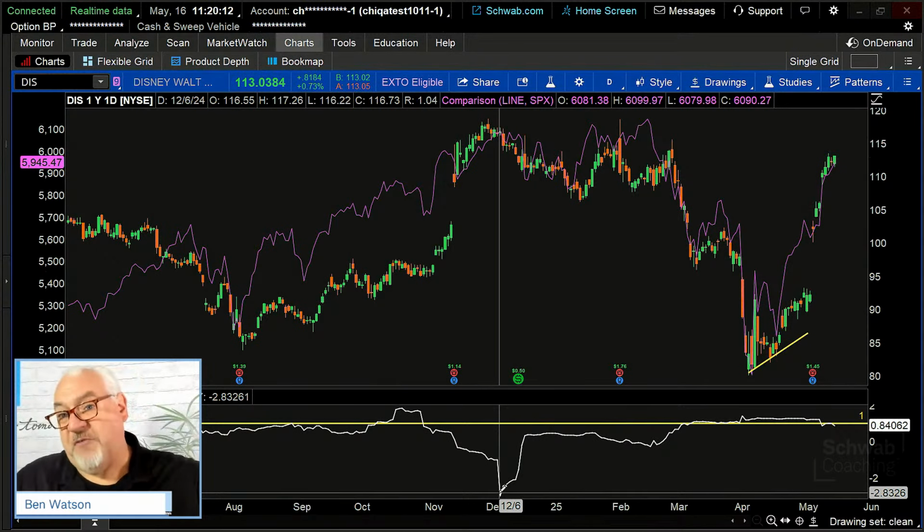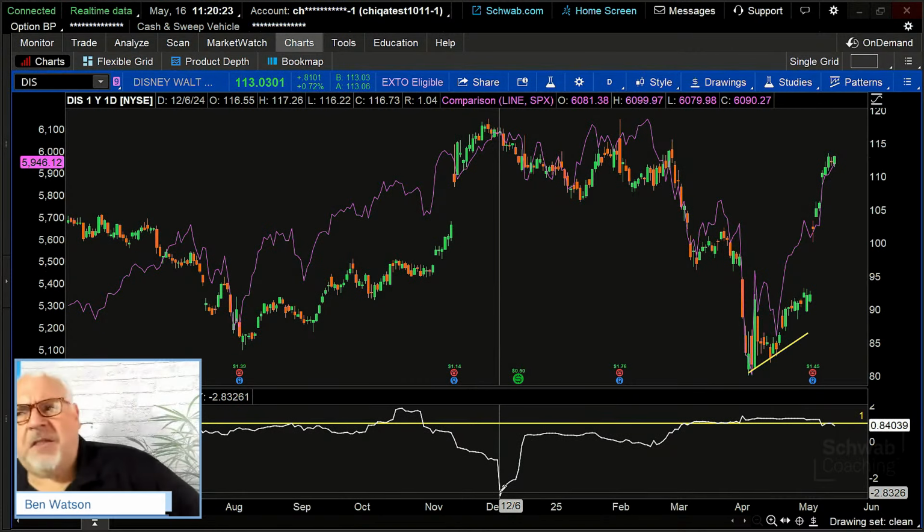So if the two are moving away from one another, if the one is staying the same and the other is moving away, or vice versa, wow, we might see those big changes in beta. So what does that tell us?